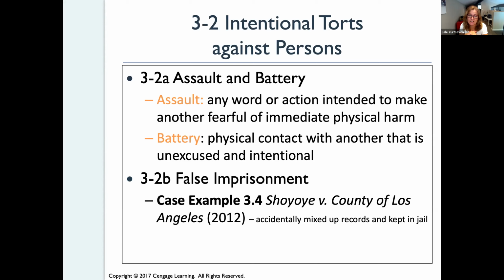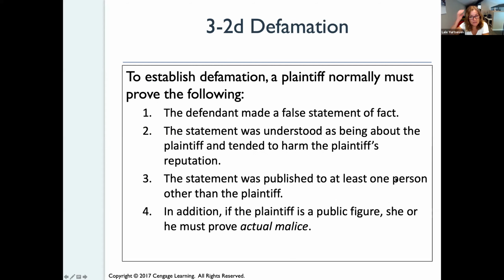Another form of intentional tort would be false imprisonment. This is when you hold somebody imprisoned without cause. We did have an interesting case in the textbook. It was a very short paragraph, but what basically happened is an individual was in jail and he was held by mistake. They mixed up paperwork and they mixed up the names. I don't remember the time frame, but he was held in jail without cause, right? He was supposed to be released and he wasn't. So he sued the county of Los Angeles and recovered damages because of false imprisonment. So that's intentional tort against persons.